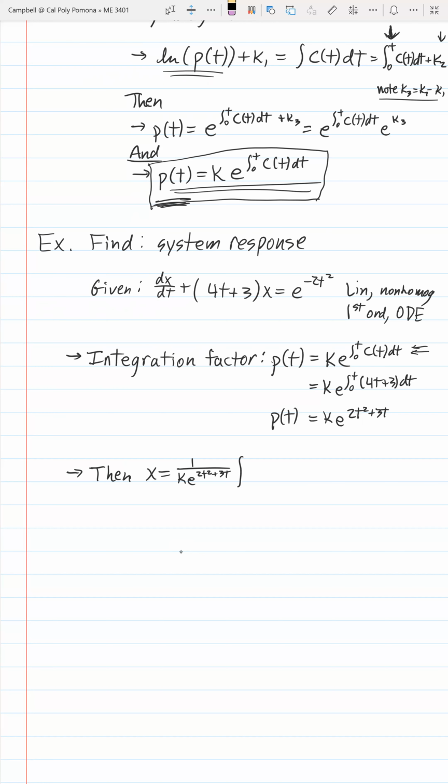And then we have the integral of p of t times f of t, where f of t was given as negative 2t squared. Well, that was a convenient choice of functions.